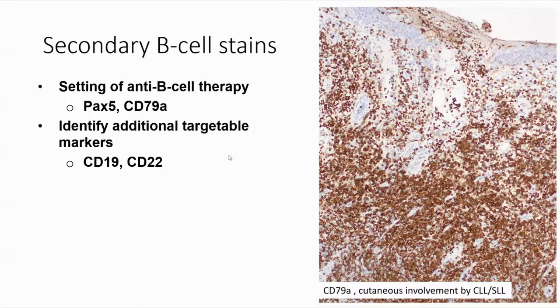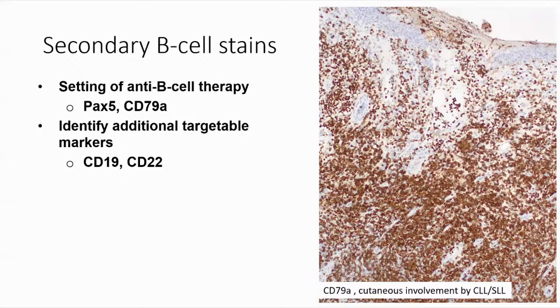And of course, additional markers can be targeted, and so oftentimes the clinicians will want you to look at those, like CD19 or CD22, usually a little bit better by flow, but they can also be looked at in tissue if you have those antibodies on hand.